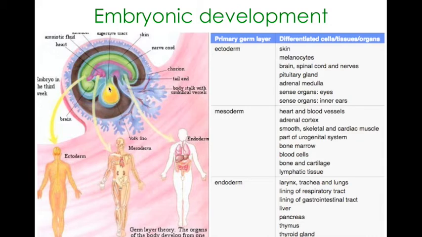There is the yolk sac, that little yellow thing, which supplies the nutrients to the individual, and you can see there that is the placenta connecting the baby to the mother.